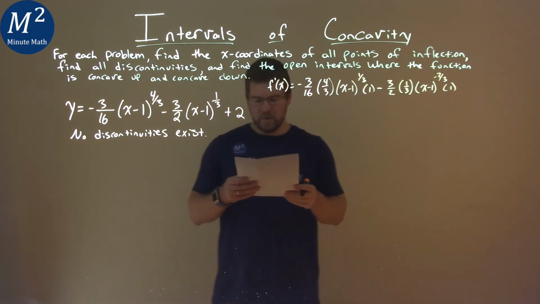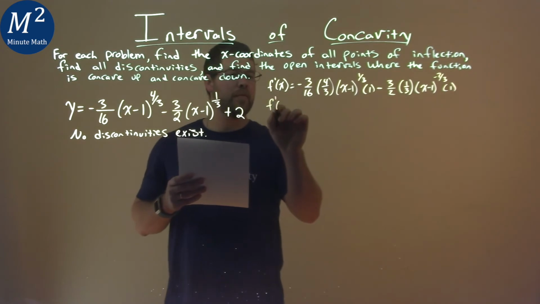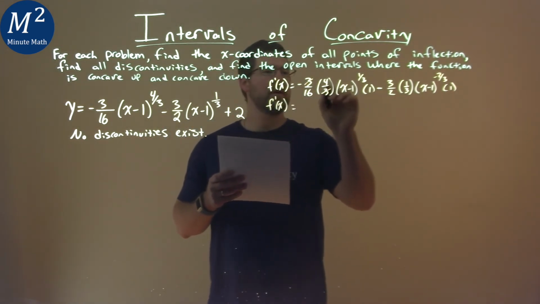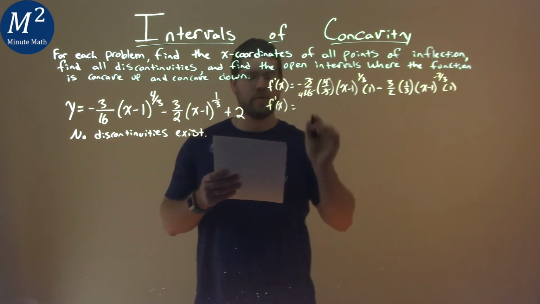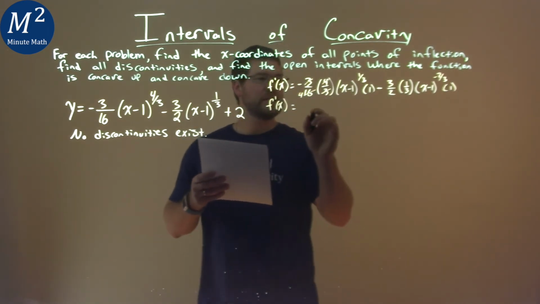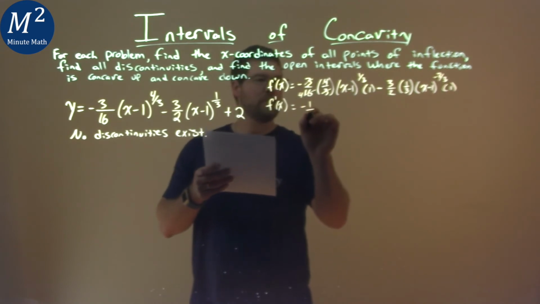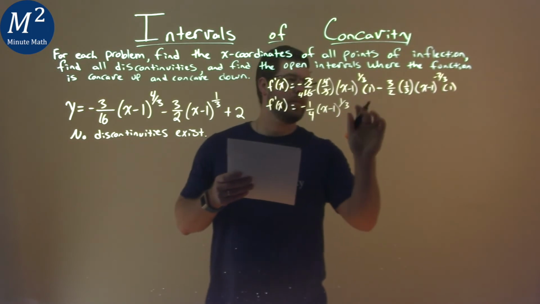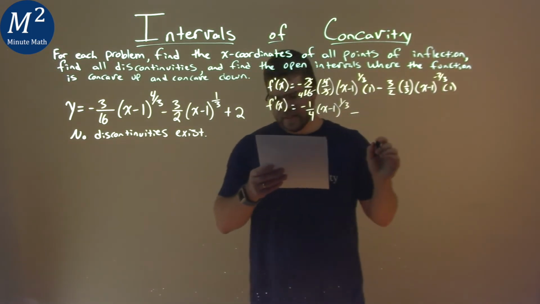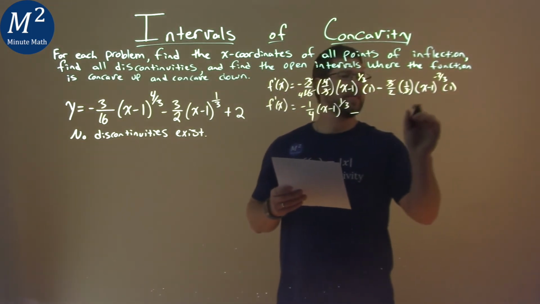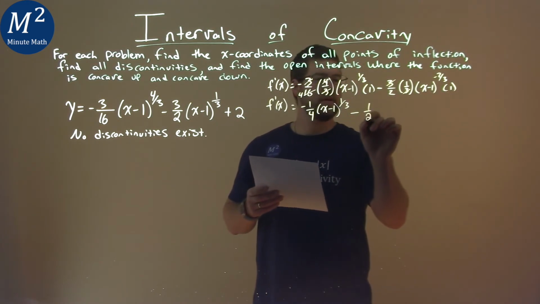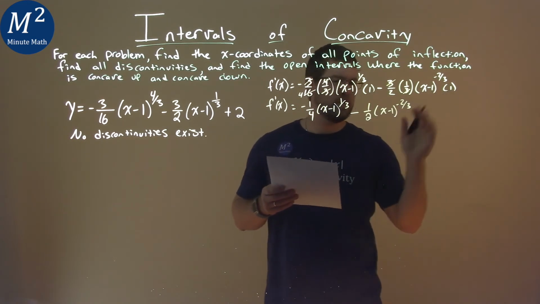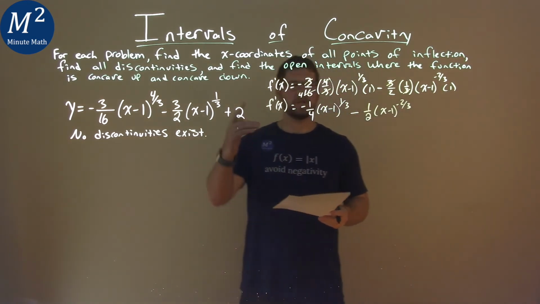Okay, let's go clean this up a little bit. f prime of x equals, well, the 3's cancel right here. 3, 3, 4, and the 16 become a 4 right there. So we just have a negative 1/4 out front, (x minus 1) to the 1/3 power, and don't worry about that 1. Minus, well, the 3's cancel here as well, and so we have 1/2 times (x minus 1) to the negative 2/3 power, and we just have the 1, don't really need it. All right, we have our first derivative.